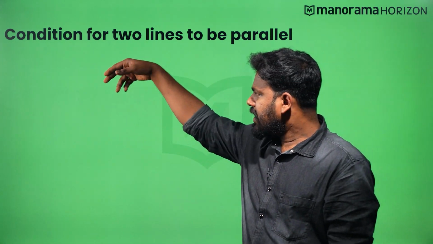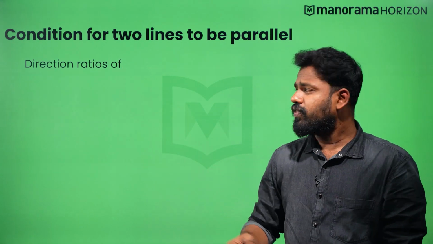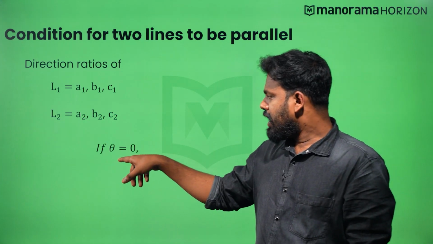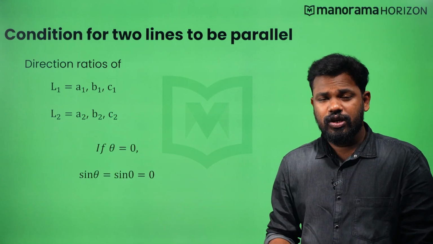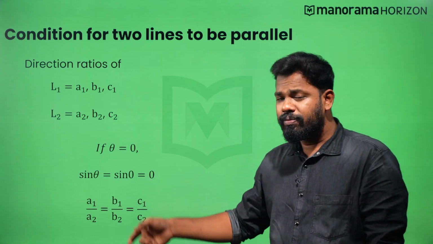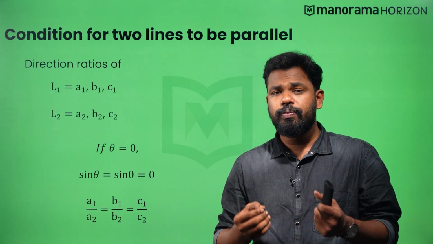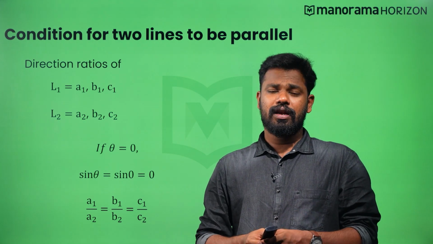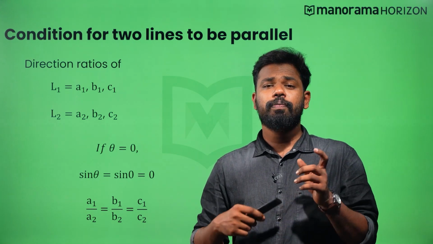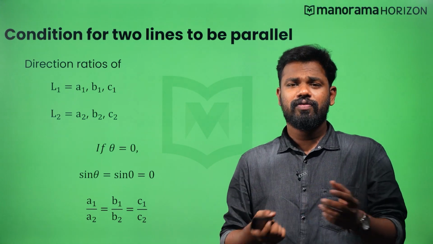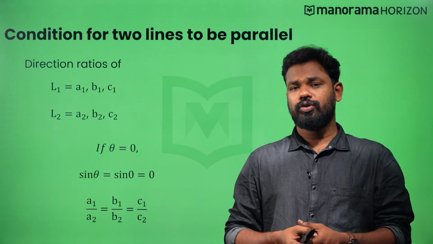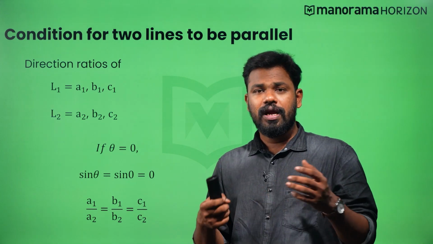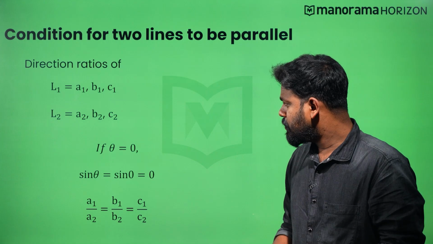So here in that case, first of all, the direction ratios of the first line L1 are a1, b1, c1 and the second line is a2, b2, c2. For theta equal to 0, we know sine 0 is 0. From that case, we can write a1 by a2 equal to b1 by b2 equal to c1 by c2, which is nothing but when the two lines are parallel, their corresponding direction ratios should be proportional. They can be equal, but for the safer side, we say proportional. So the direction ratios should be proportional to each other: a1 by a2 is equal to b1 by b2 is equal to c1 by c2.